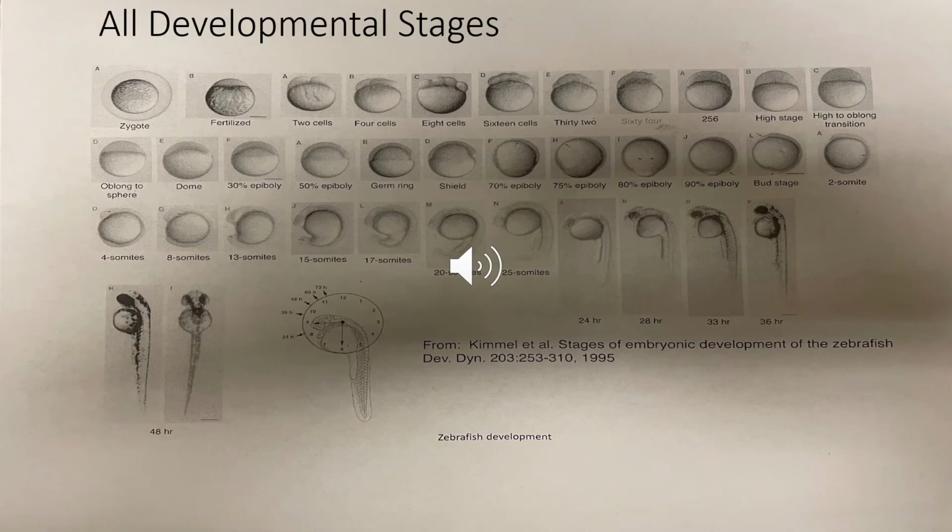Okay, so here are all the developmental stages for a zebrafish, with there being 35 in total. These range all the way from the zygote, which is pre-fertilization, to 48 hours post-fertilization. This diagram with all these subsequent steps was used to help identify which stage our particular zebrafish were in during the developmental process.